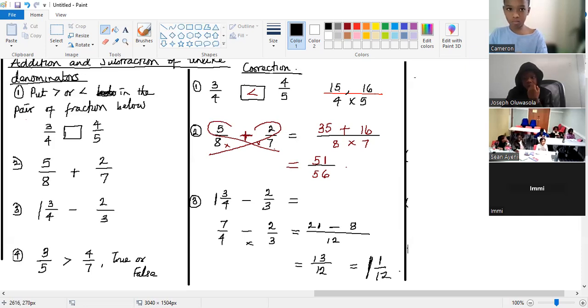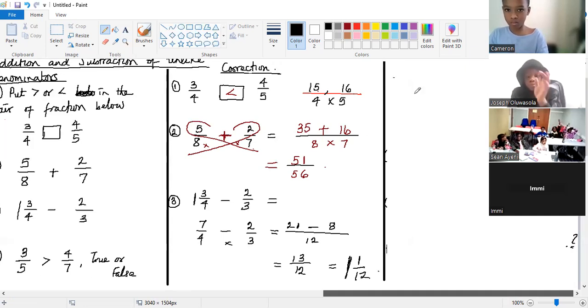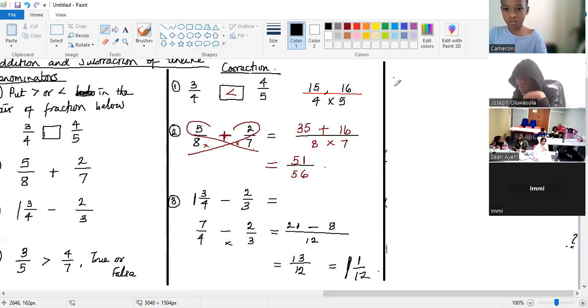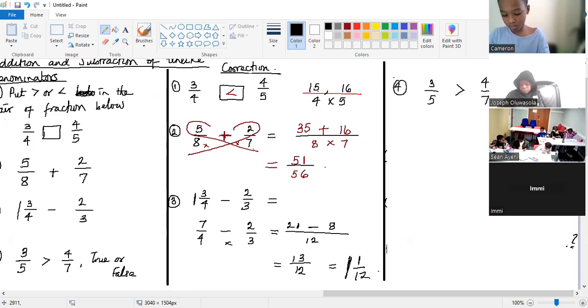Who's working out question 4 for us? Who did I assign question 4 to? Isabella. Question 4 says 3 over 5 is greater than 4 over 7. True or false? True. Okay, so how do you know it's true?